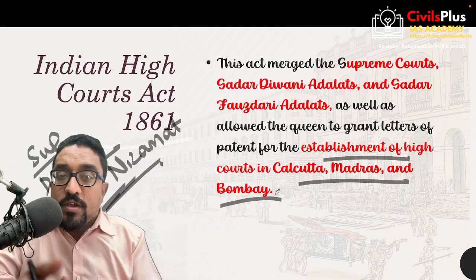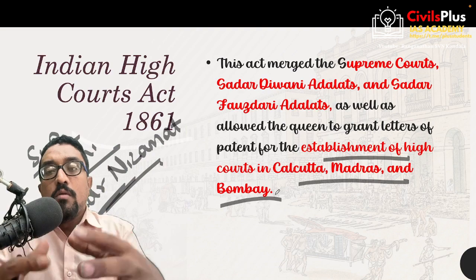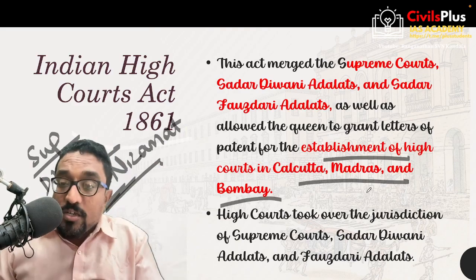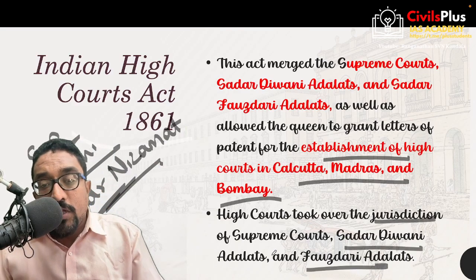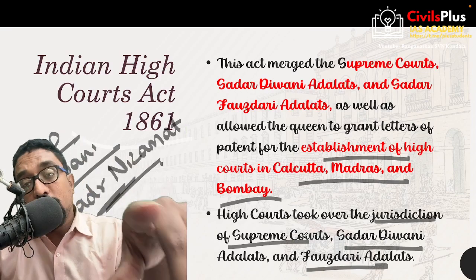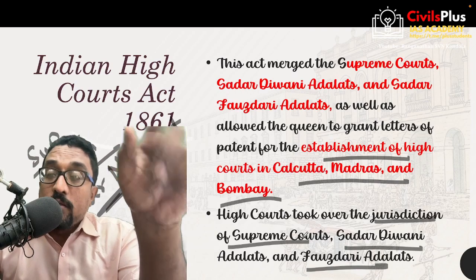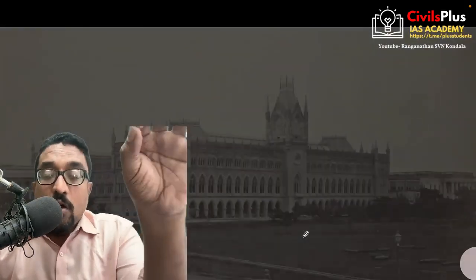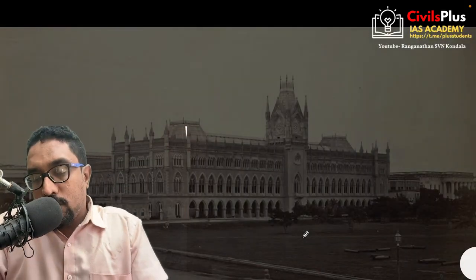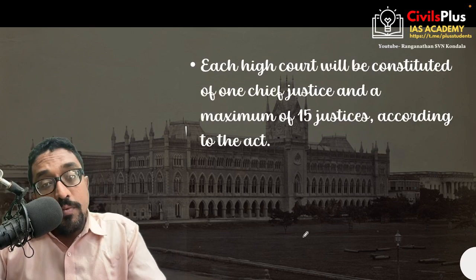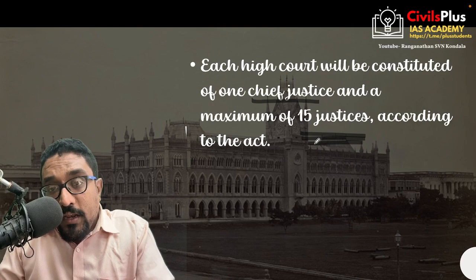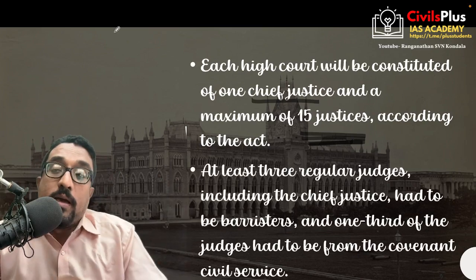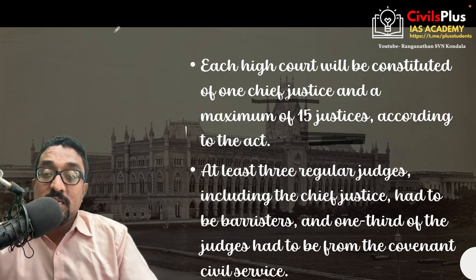So the Supreme Court, Sadar Diwani Adalat, and Sadar Faujdari or Nizamat Adalats were all merged together to create the Calcutta, Madras, and Bombay High Courts. The High Courts retained the jurisdiction of the Sadar Diwani, Faujdari, and Supreme Courts. These previous systems had been created by Warren Hastings and Lord Cornwallis. All that was now structured and a single high court system was created. Each high court was to be constituted with one chief justice and 15 judges. At least three regular judges, including the chief justice, had to be barristers.